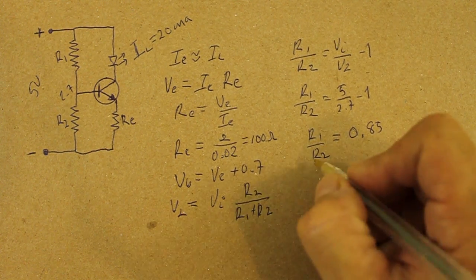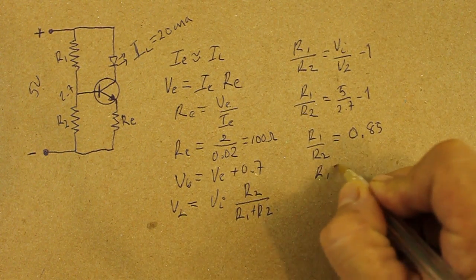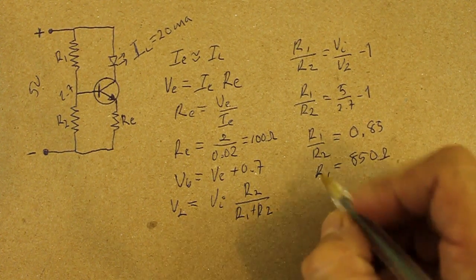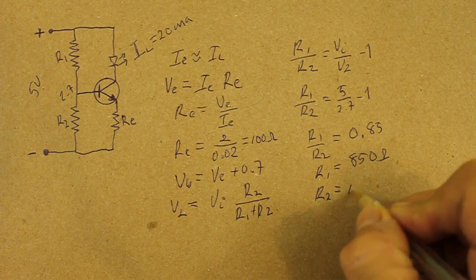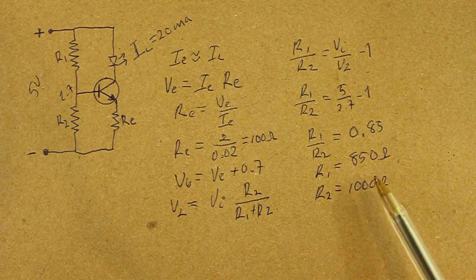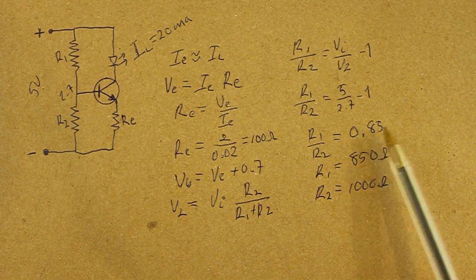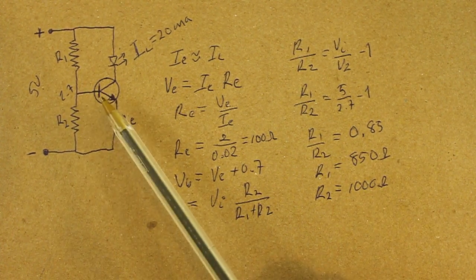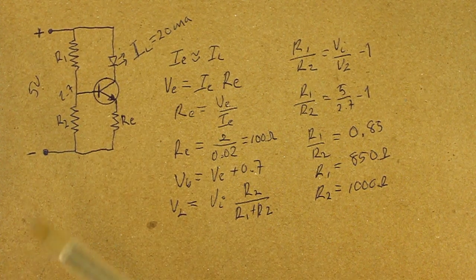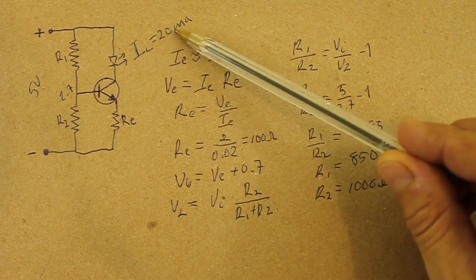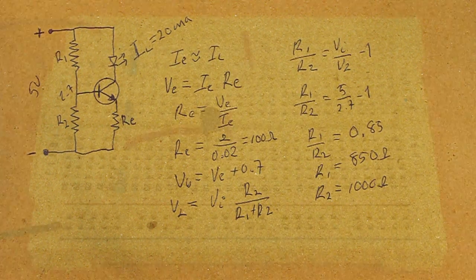So we need to choose the resistors to give this number. For example, we can use a resistor R1 of 850 ohms and R2 of 1000 ohms. And this will give you the value 0.85 that you need in order to get 2.7 volts at the transistor's base, and that will produce a current at the LED of 20 milliamps.